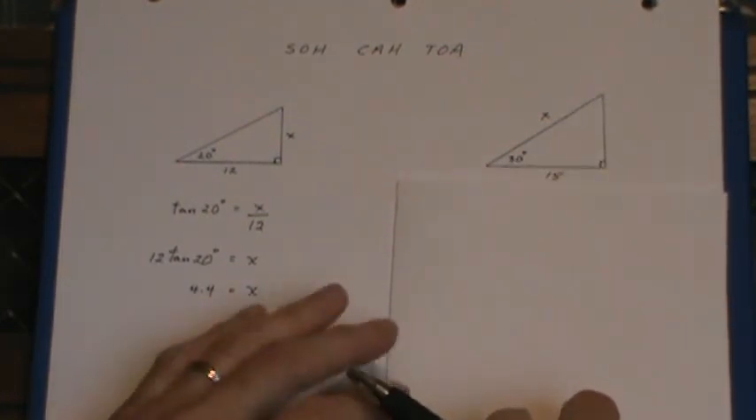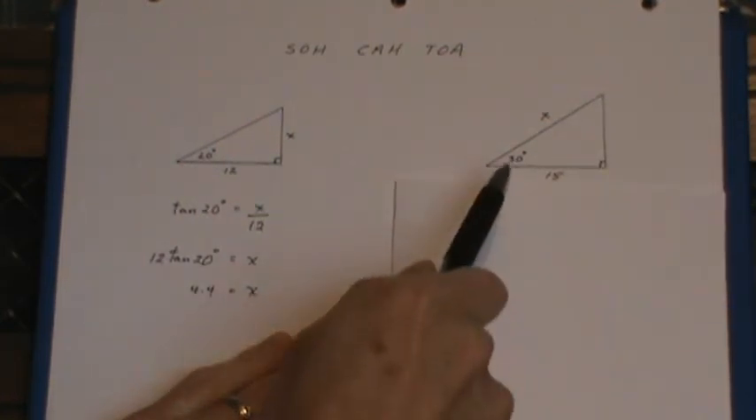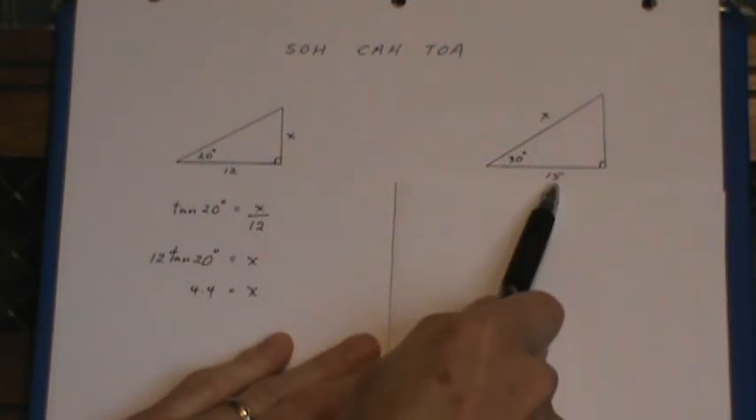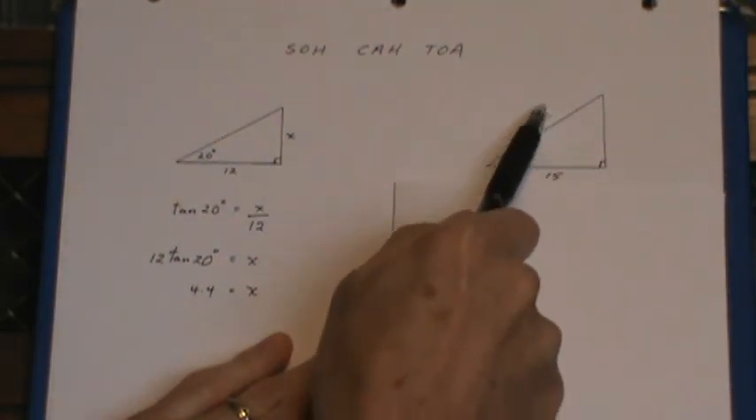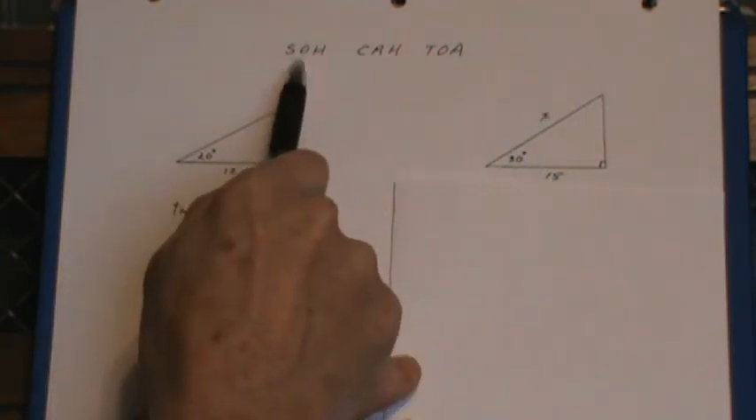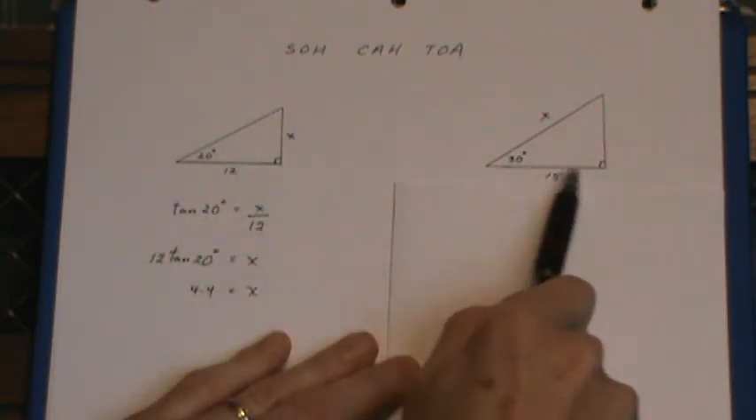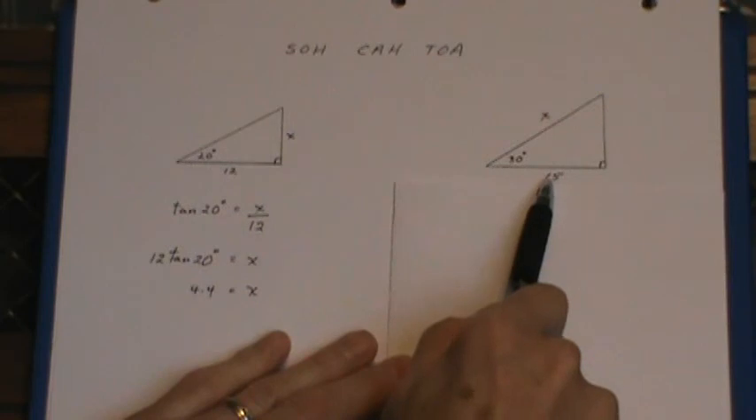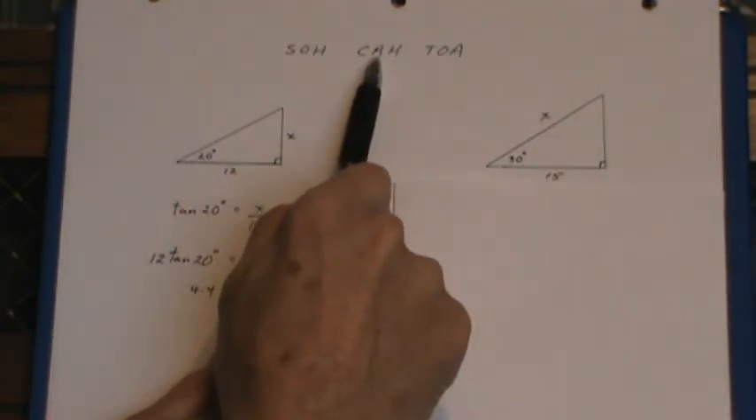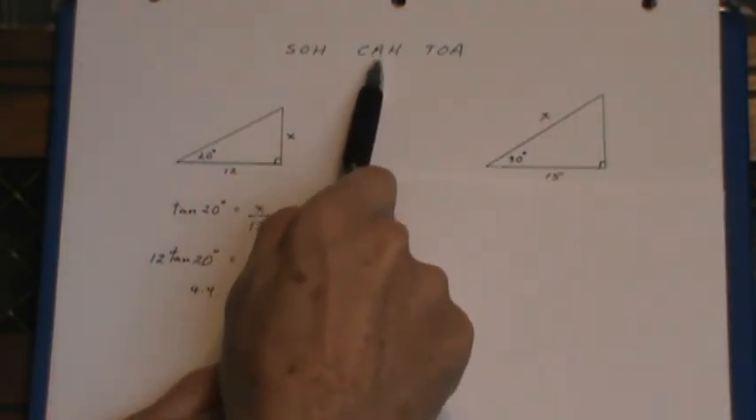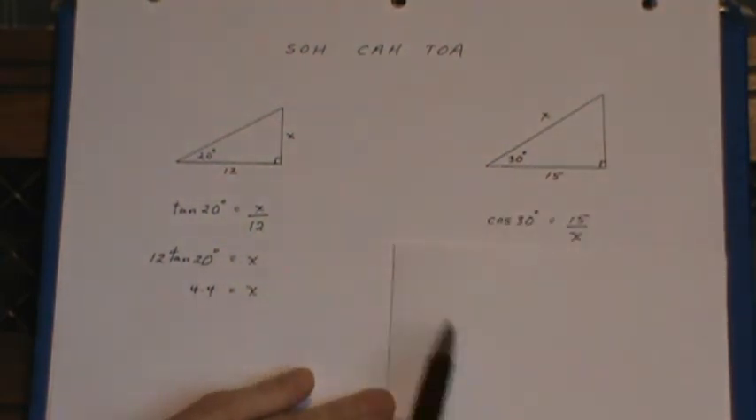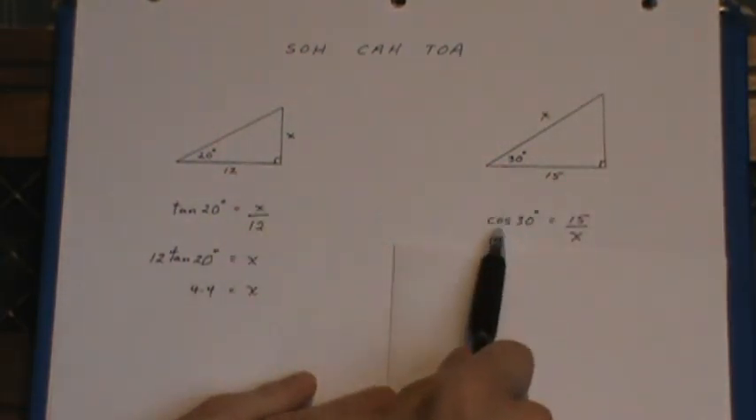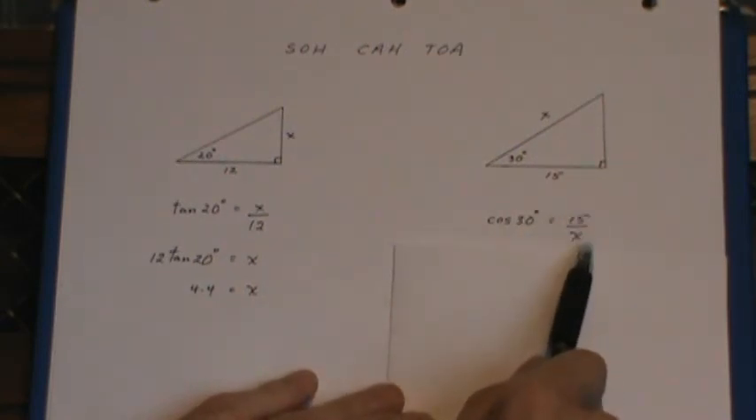Here's another example. Again, I have an angle and a side, and I want to find this side. Now, this time this is the hypotenuse, so I know I'm going to be using either the sine or the cosine. This is the adjacent, which means I'm going to be using cosine, because cosine is adjacent over hypotenuse. So once again, just as I've written over here, the cos of 30 is 15 over x.